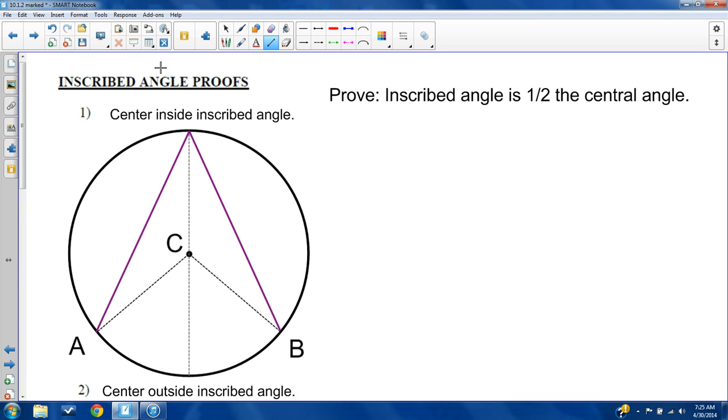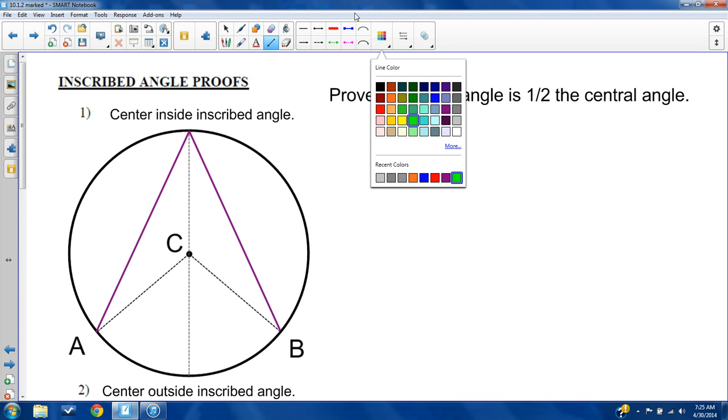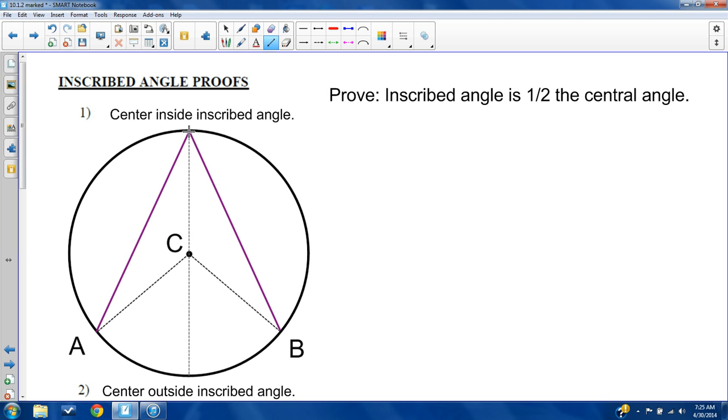Okay, the first case here, I want you to look at, as I draw in green, this radius and this radius right here.